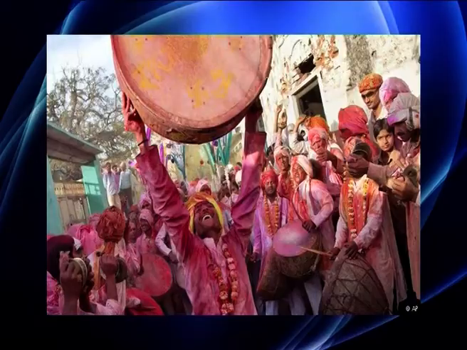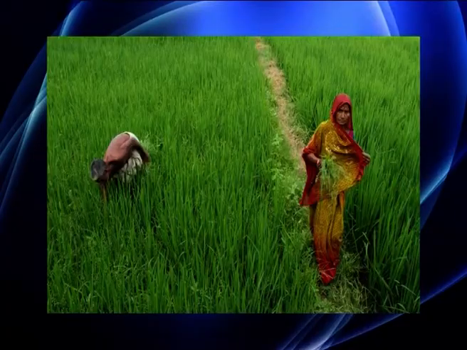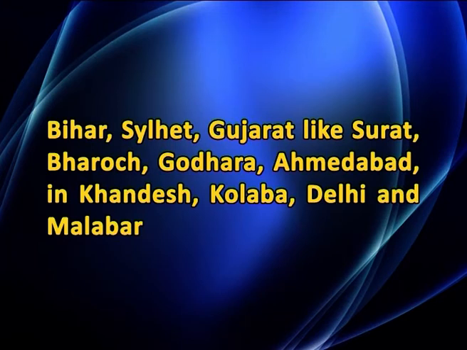Therefore, the law of pre-emption was adopted by the Hindus because it was complementary to their notion of joint family. That is why the Hindus adopted it, because they feel that it is just like the Hindu family where the property is not divided as such. It is applicable to the Hindus of Bihar, Sylhet, certain parts of Gujarat like Surat, Bharuch, Godhra, Ahmedabad, in Khandesh, Kolaba, Delhi and Malabar, etc.